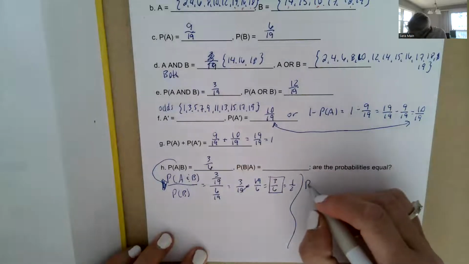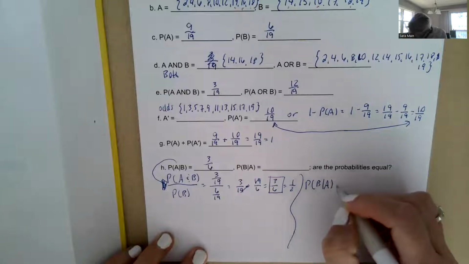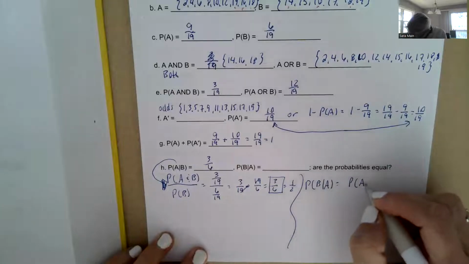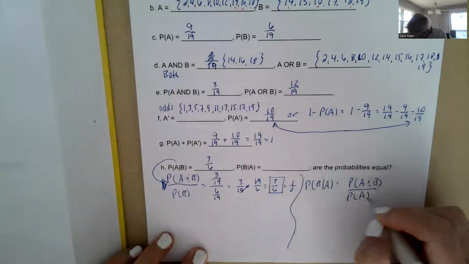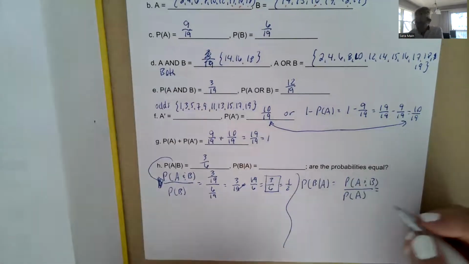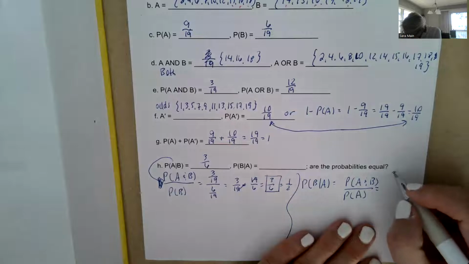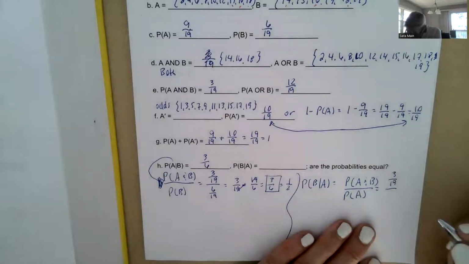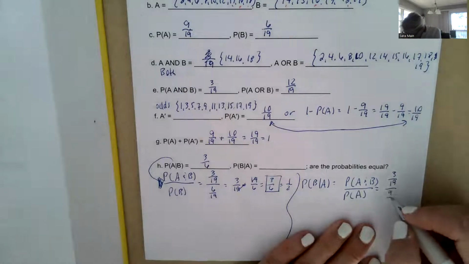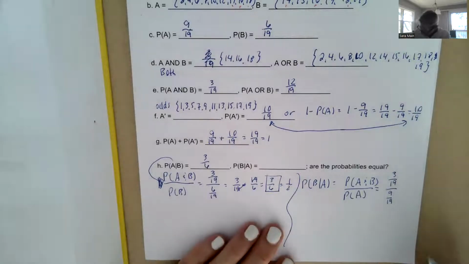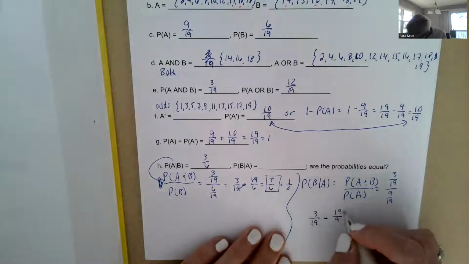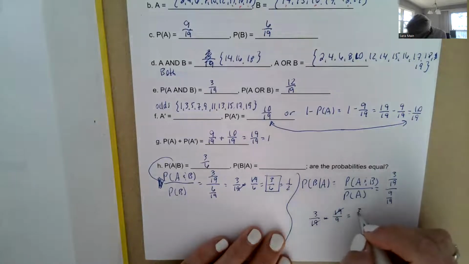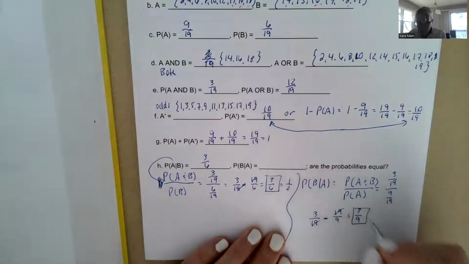Now the probability of B given A is also the probability of A and B in the numerator, but this time it's divided by the probability of A. So again, we start with 3 over 19. And the probability of A is 9 over 19. And so this would be 3 over 19 times 19 over 9. So we end up with 3/9.